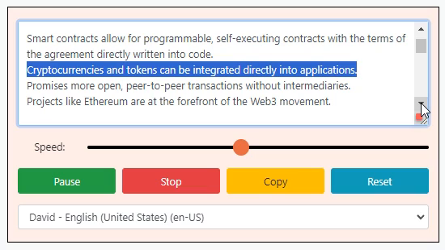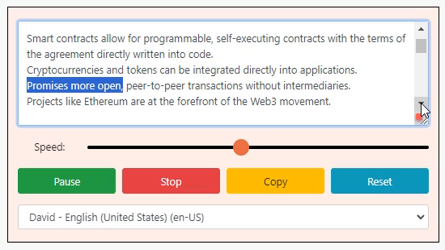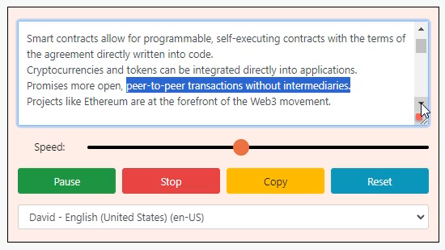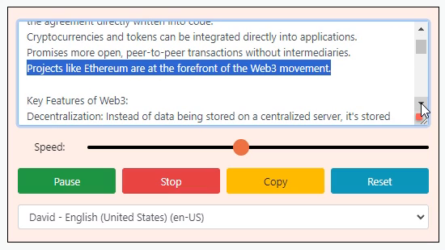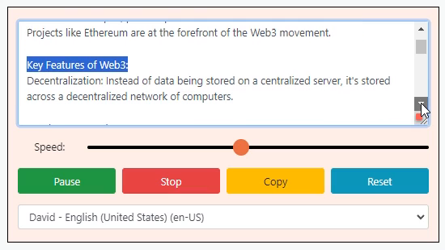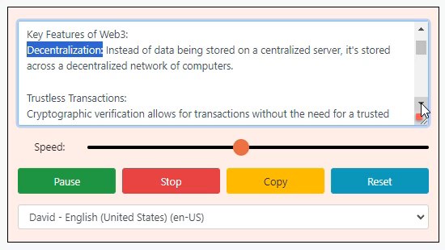Cryptocurrencies and tokens can be integrated directly into applications. Web3 promises more open, peer-to-peer transactions without intermediaries. Projects like Ethereum are at the forefront of the Web3 movement. Key features of Web3. Decentralization.